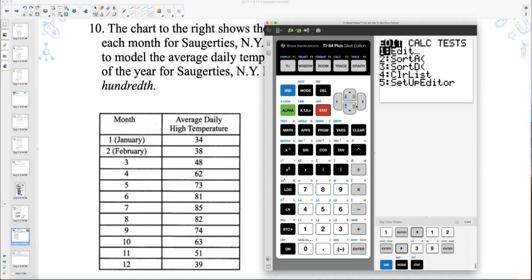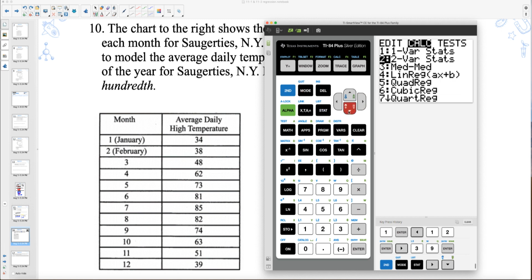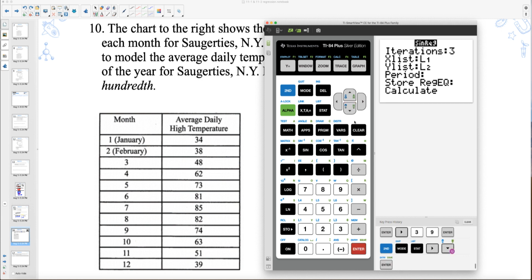We'll go to Stat, Calc, and let's take a look to see which regression would make the most sense. So now exponential, power, logistic, no, sine regression right here. So we're looking at a sine regression. We'll hit enter. And then it has this thing called iterations. Just leave it as 3. Leave L1, L2. Don't even put anything in for the period. If you leave it blank, the calculator will just do it for you.